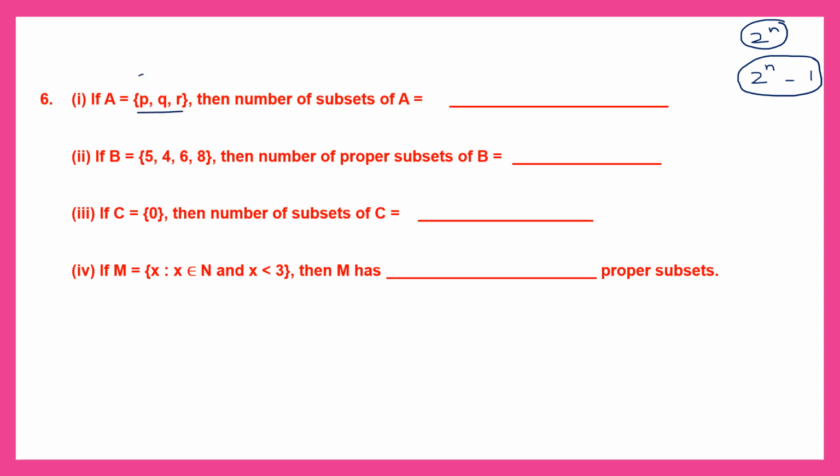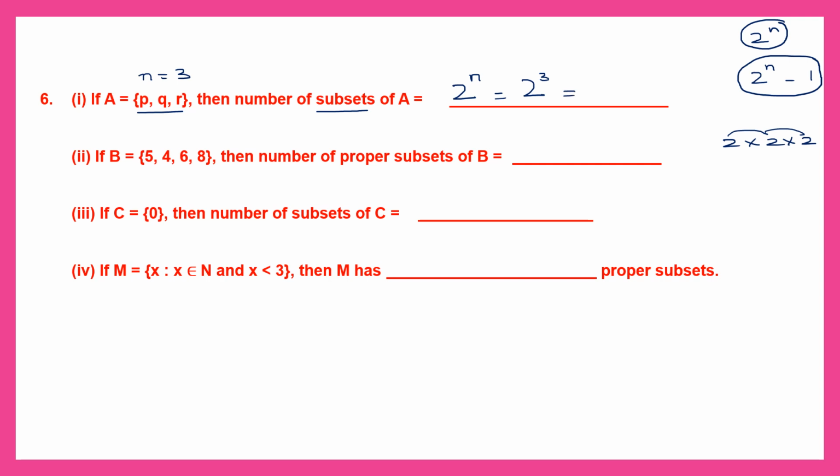There are 3 elements. That means n is equal to 3. Then the number of subsets, we will use the formula 2 to the power of n. And what is n? N is 3. 2 to the power of 3 means 2 into 2 into 2. You multiply 2 3 times. 2 2s are 4, 4 2s are 8.